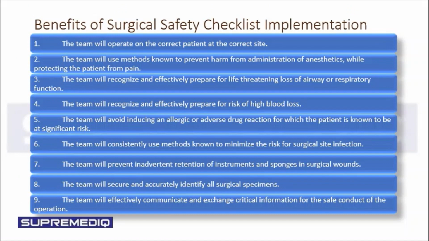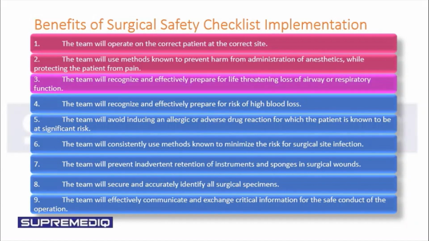Surgical care is complex and involves dozens of steps which must be optimized for individual patients. In order to minimize unnecessary loss of life and serious complications, operating teams have 10 basic, essential objectives in any surgical case, which the WHO Safe Surgery Guidelines support. The surgical safety checklist shall be followed in every surgery. 1. The team will operate on the correct patient at the correct site.